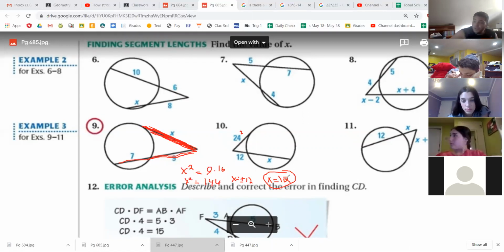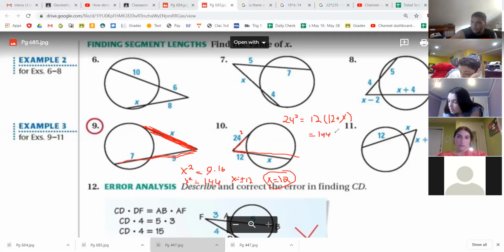All right. Number 10. The tangent is squared, so it's going to be 24 squared equals this part here, which is 12, times the whole thing, which is 12 plus x. Okay. 24 squared. Well, let me do this first. 144 plus 12x.